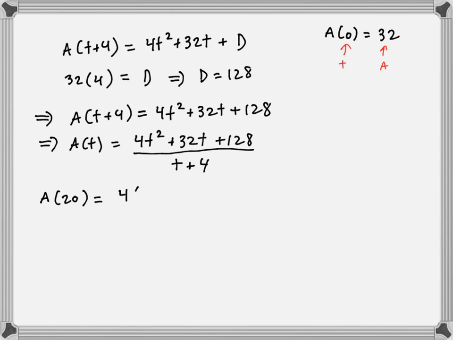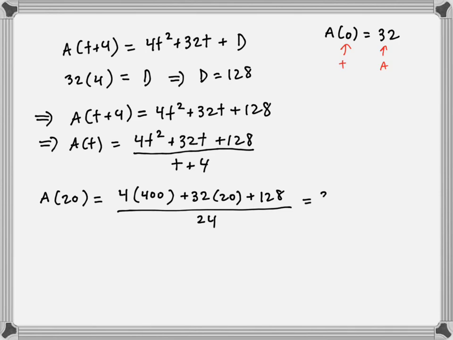We get 4 times 400 plus 32 times 20 plus 128 all over 24. If you do all this in your calculator, you actually get 296 over 3. So this is 296 over 3 grams, right? This is how much chemical is in the tank after 20 minutes. So this is the answer to part A.